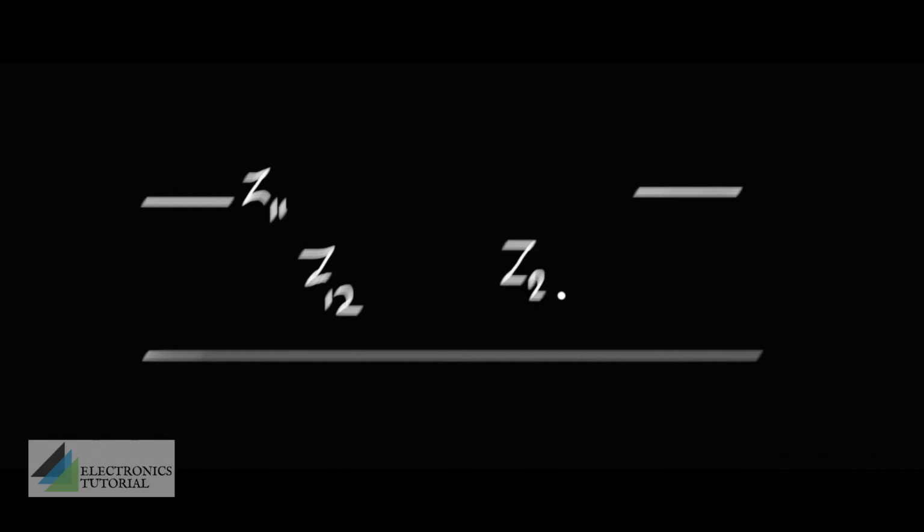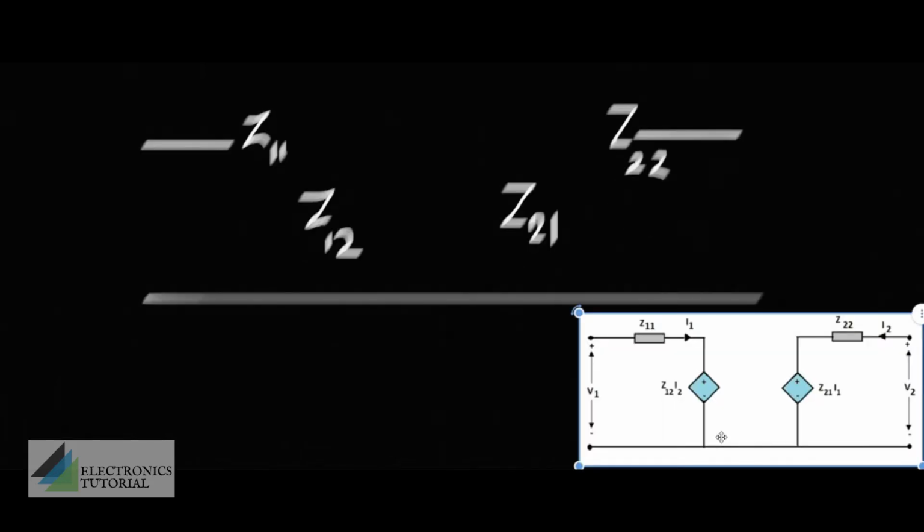Here we can mention the common terminal, the terminal common to input and output port. Here we'll mention the input side terms and here we'll mention the output side terms. Z parameter model consists of Z11, Z12, Z21 and Z22. This is the Z parameter model.